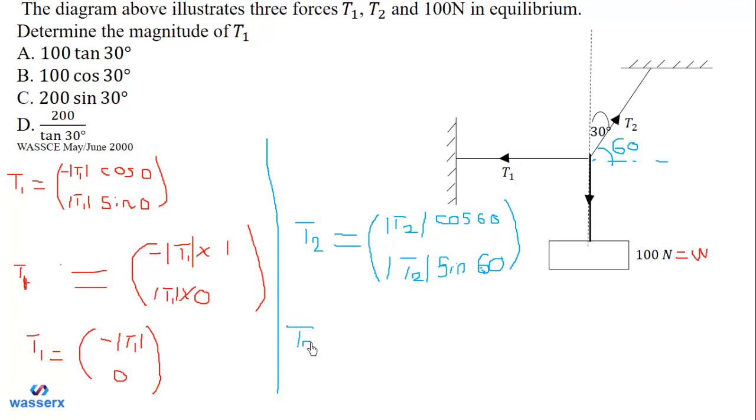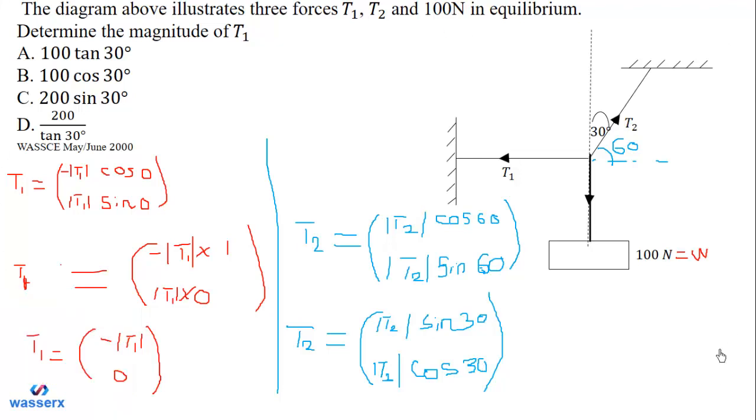We can use the complementary relation to obtain that T2 will also have components magnitude of T2 sine 30, because cos 60 is equal to sine 30 degrees. Then also this one will be magnitude of T2 cos 30, because sine 60 is equal to cos 30 degrees.